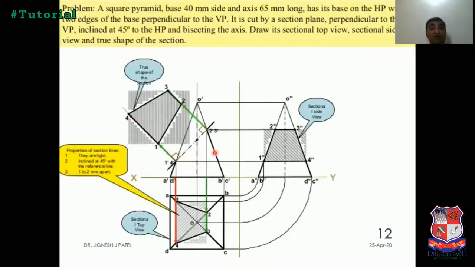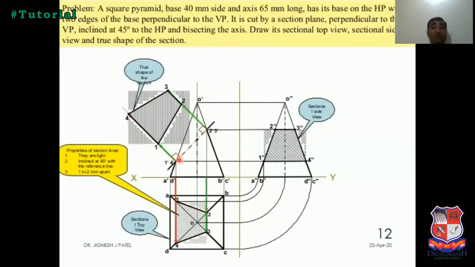Okay. So now first of all, this cutting plane cuts the line A dash O dash at point 1. A dash O dash at point 1. B dash O dash at point 2. C dash O dash at point 3. And D dash O dash at point 4. Okay. So these are the different points.